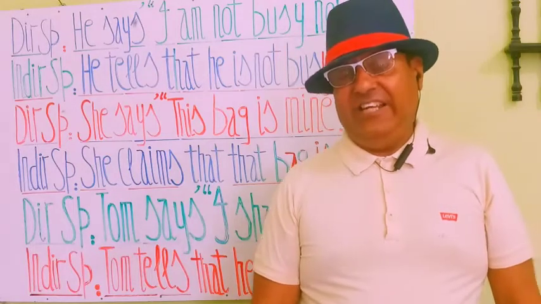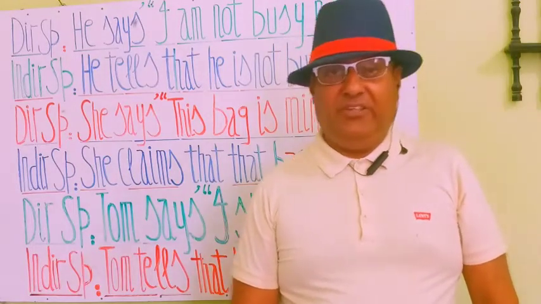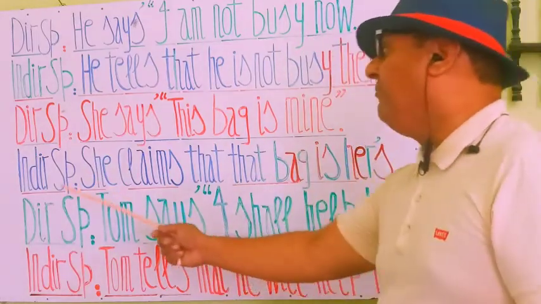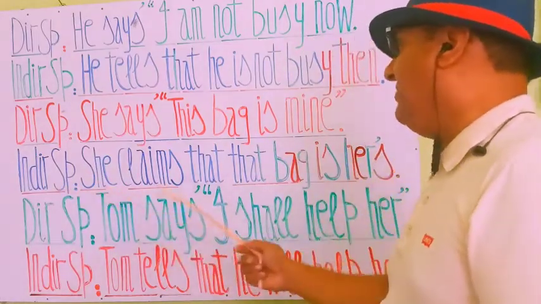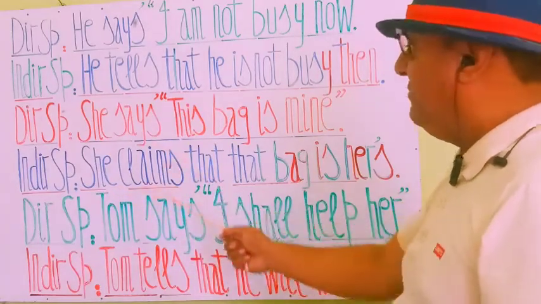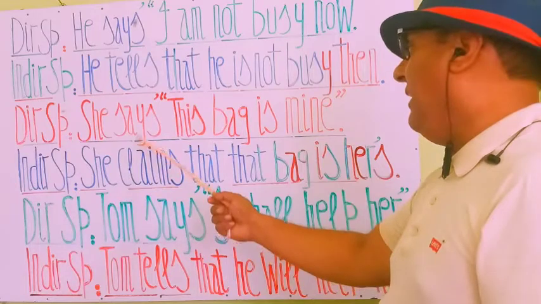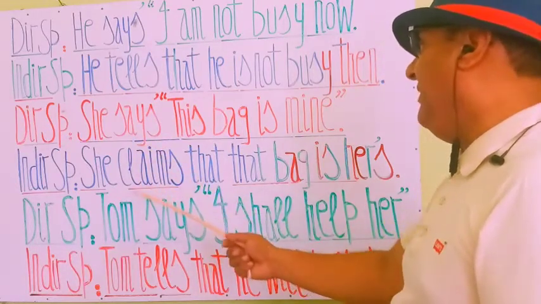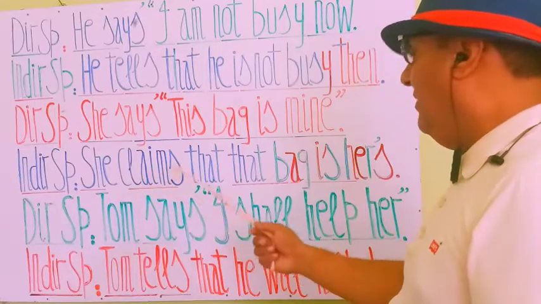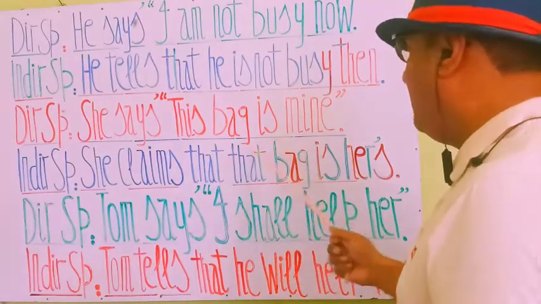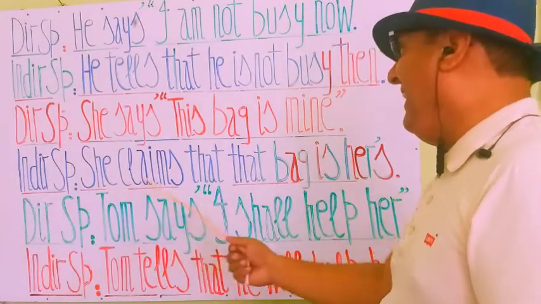Let's see the change to indirect speech. Can you see, my students? The indirect speech you see here: she claims. We replace says by claims. We can write tells as well, but to beautify the statement, we write claims because the bag is hers. So she claims.